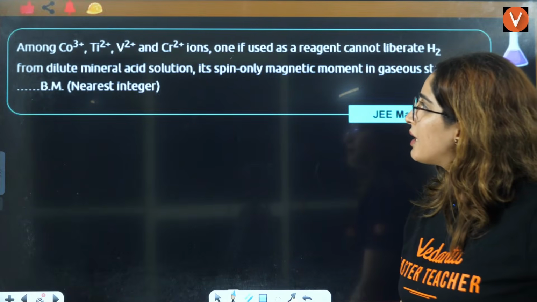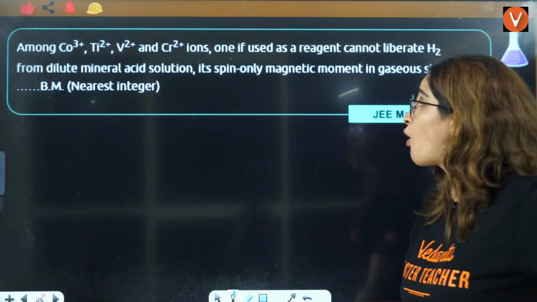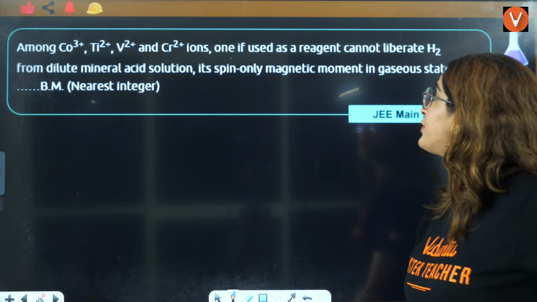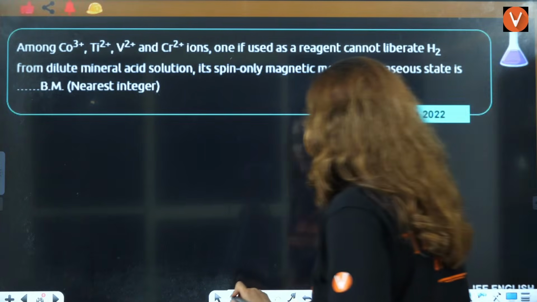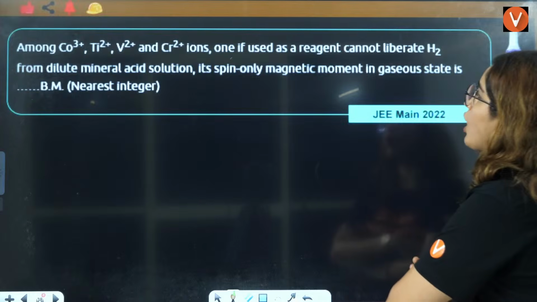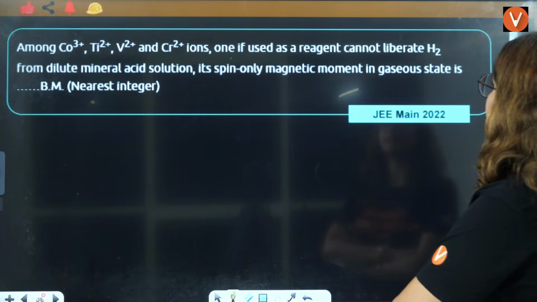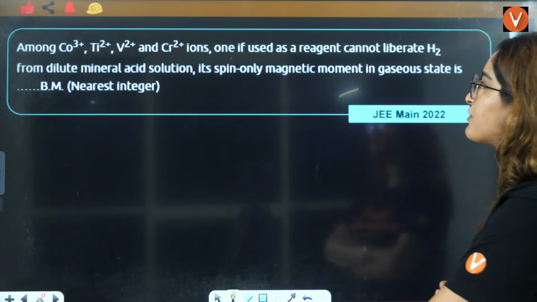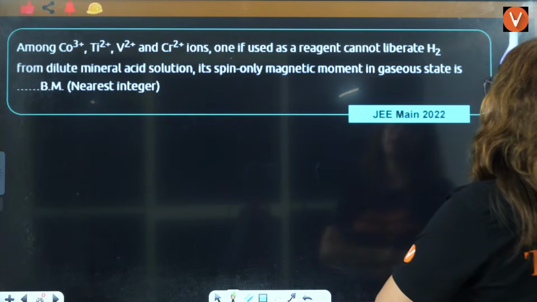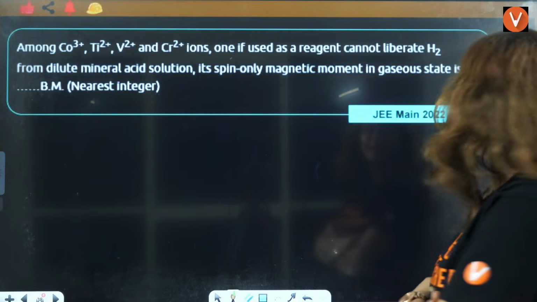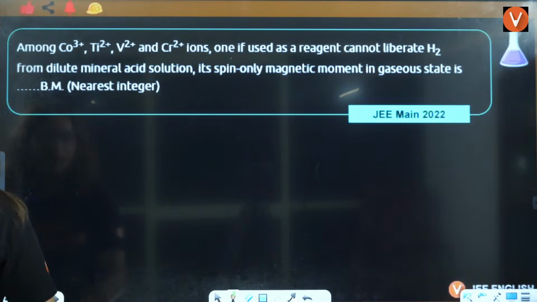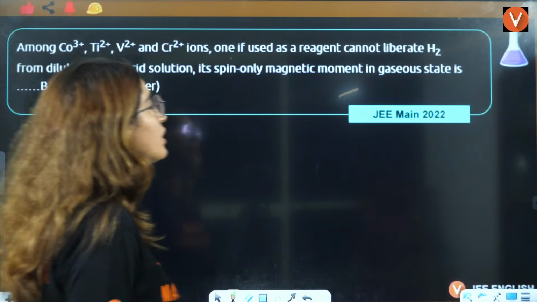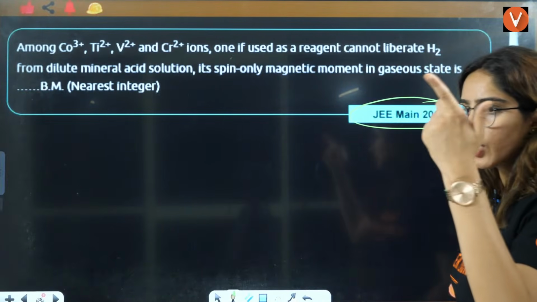So if you see this: among Co3+, Ti2+, V2+, Cr2+ ions, one, if used as a reagent, cannot liberate H2 from dilute mineral acid solution. Its spin-only magnetic moment is asked. See, second time it is repeated. This was in JEE 2022, and this was in JEE 2024. So 2 times already it is repeated. The way of asking the question is different, right?